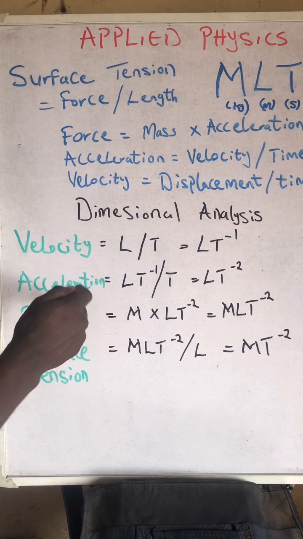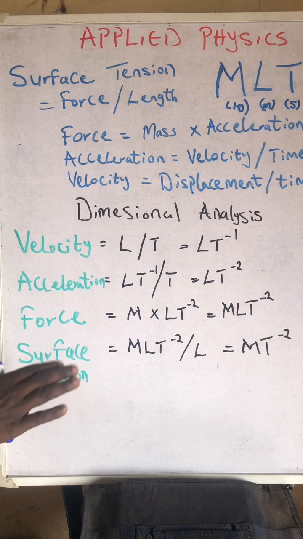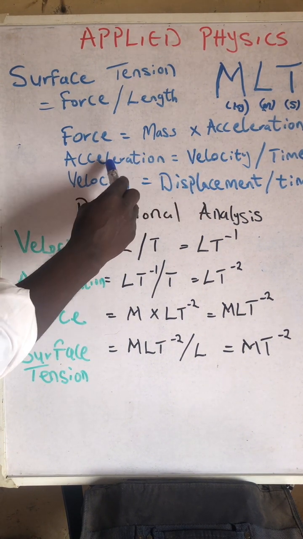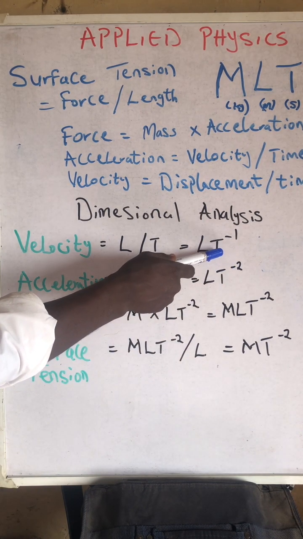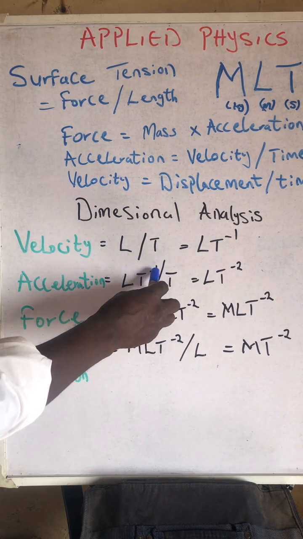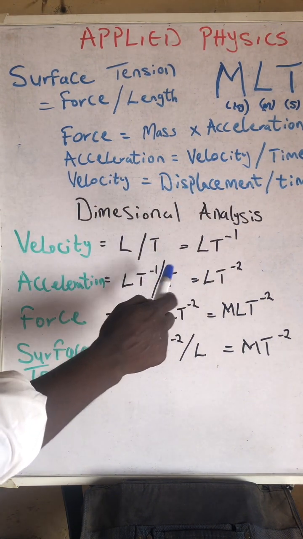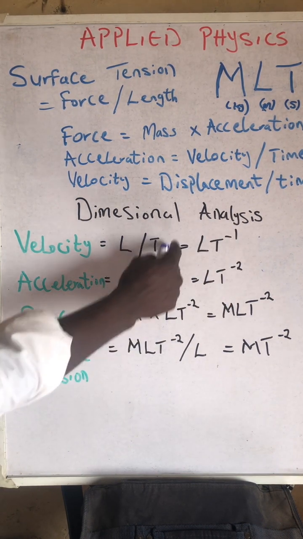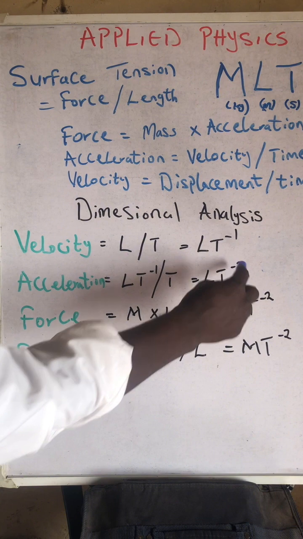So we go to acceleration. I'm trying to progress step by step until we get to surface tension, so that it will be understandable. Acceleration, as I've stated here, is velocity over time. We have gotten the dimension analysis for velocity, so I just take this dimension and place here, which is LT raised to the power minus 1 over T. Remember, acceleration equals velocity over time. Time is measured in seconds. So therefore, the dimension now will be LT raised to the power minus 2.